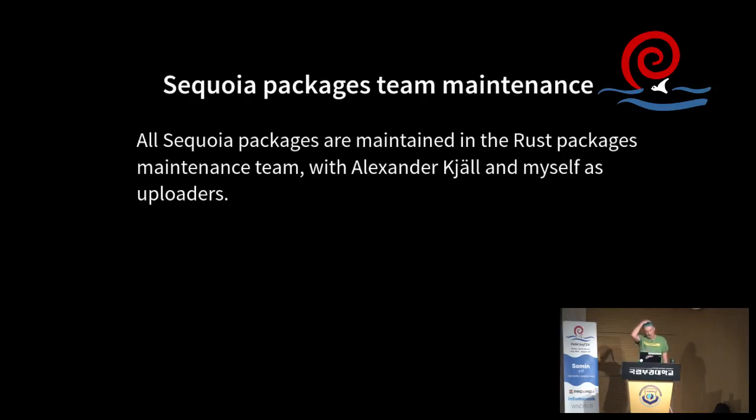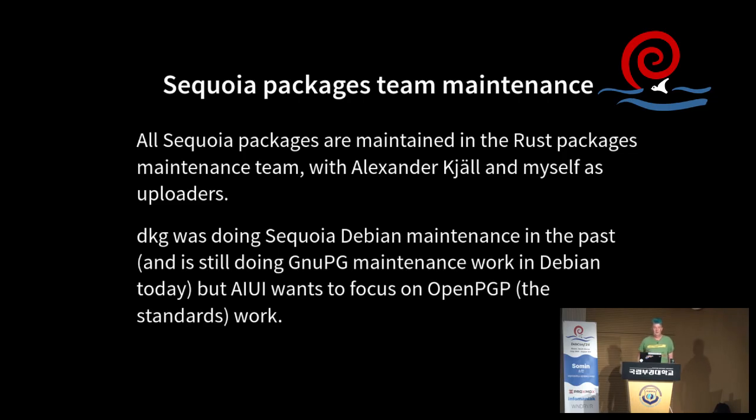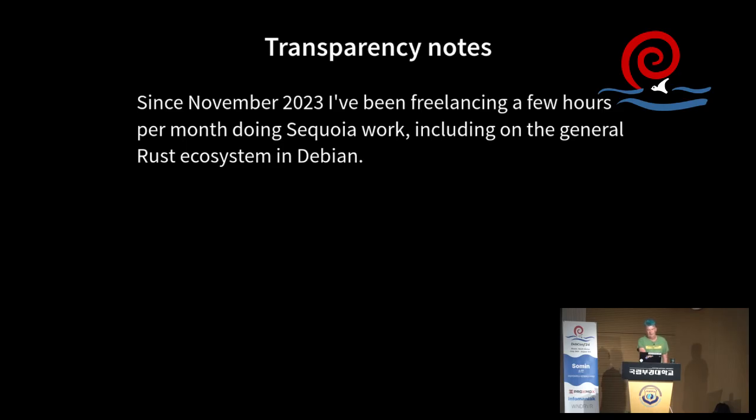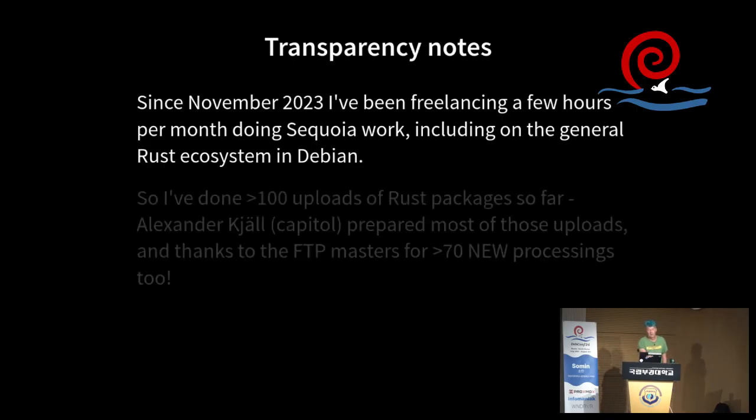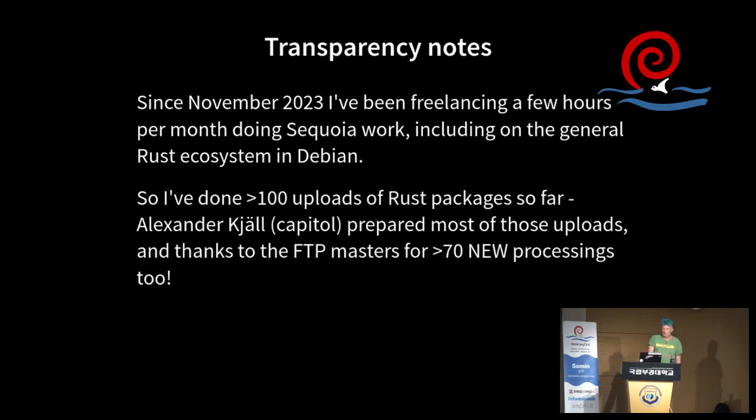All Sequoia packages are maintained in the Rust packages team in Debian, with Alexander Kiel and myself as uploaders. DKG has also done a lot of work on this, but he's trying to get out of this and focus on the standards work, though he's still doing a bit. DKG is also still maintaining gnupg. I got involved as part of freelancing to get a few more hours. I can also spend a bit of work on the general Rust ecosystem. Most of the work I did in the beginning was sponsoring Alexander's packages. Since November, I've uploaded more than 70 packages to NEW.